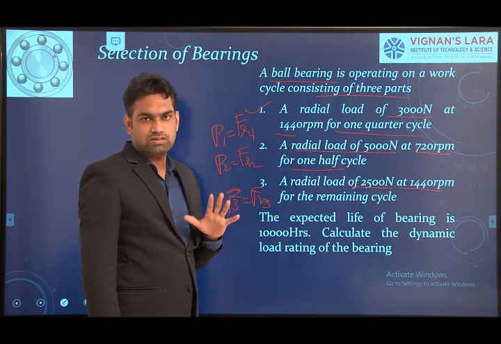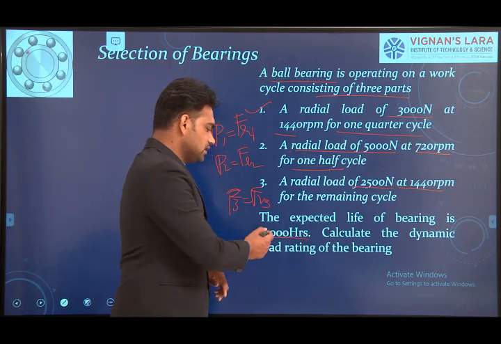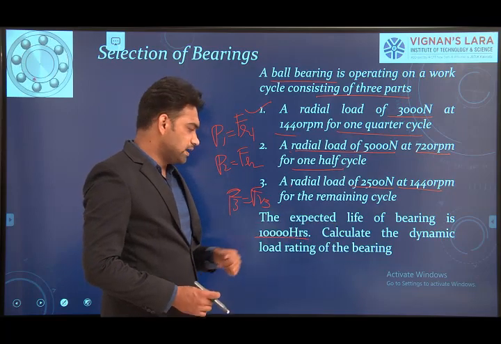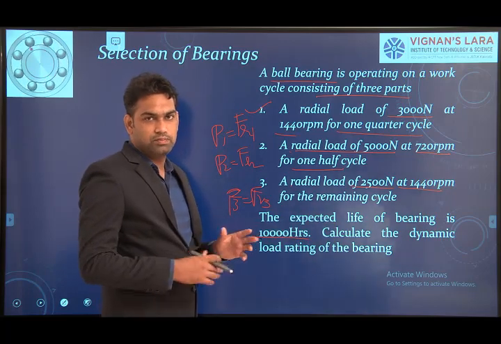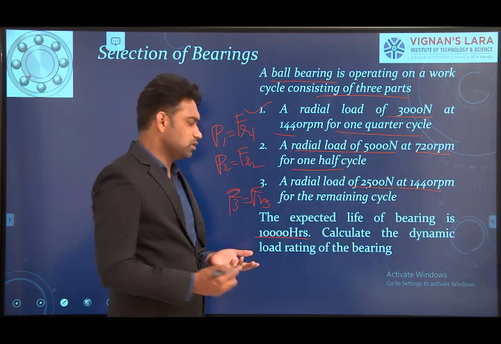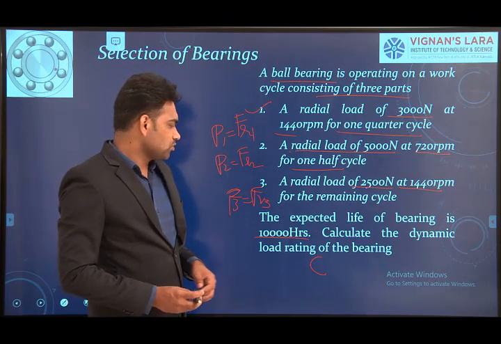So no need to use this expression. Clear? The expected life of the bearing is given, that is a life in hours, 10,000 hours. So calculate the dynamic load carrying capacity of the bearing. Based upon that you need to select the bearing. We know that the bearing can be selected based upon the dynamic load carrying capacity of the bearing, that is C. So let us see.